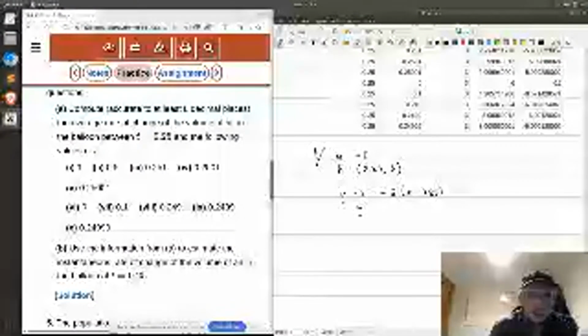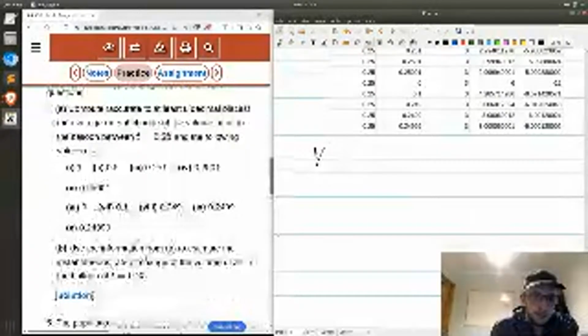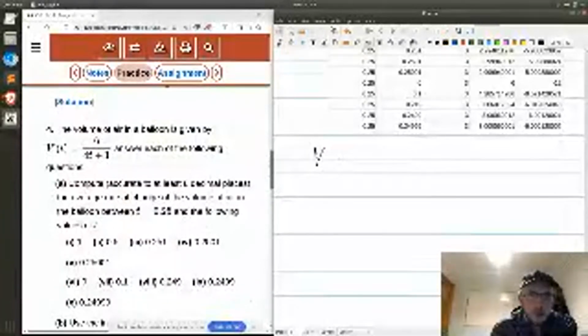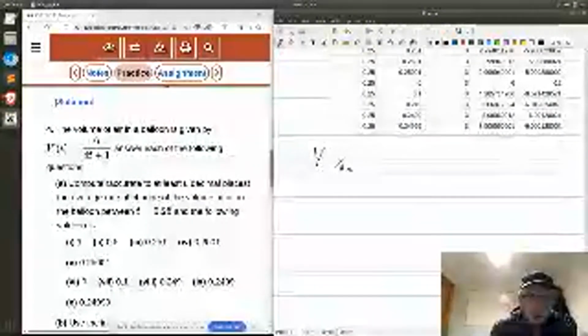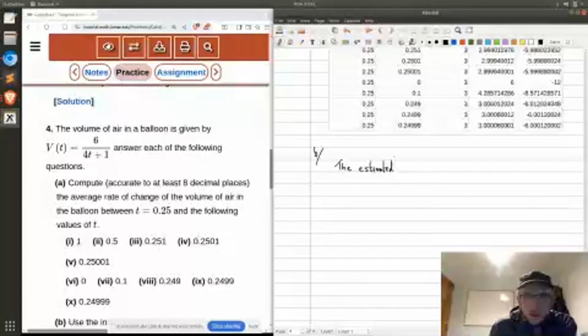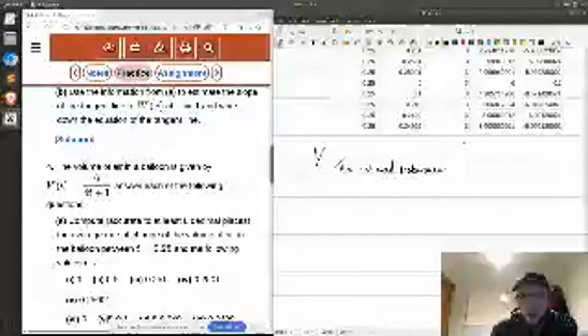It's not actually. Right. Use the information from A to estimate the instantaneous rate of change of the volume of air in the balloon at T equals 0.25. So, instantaneous.